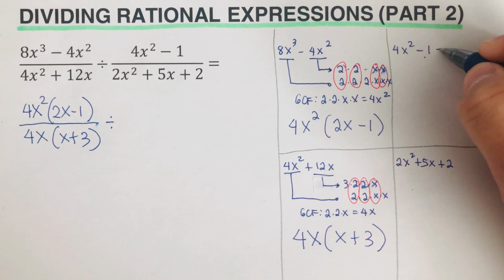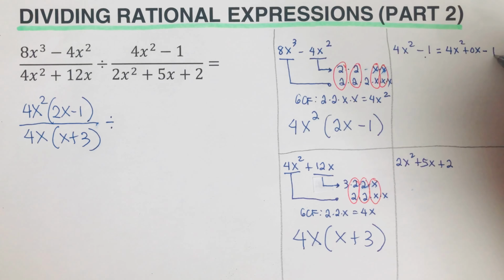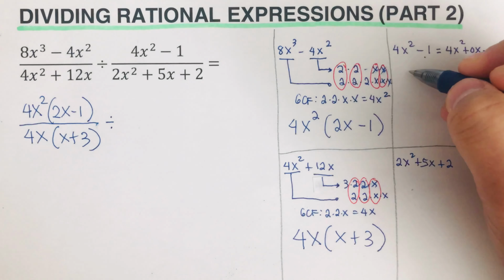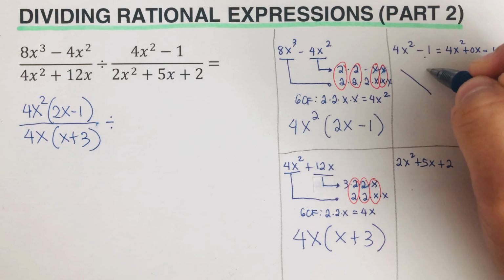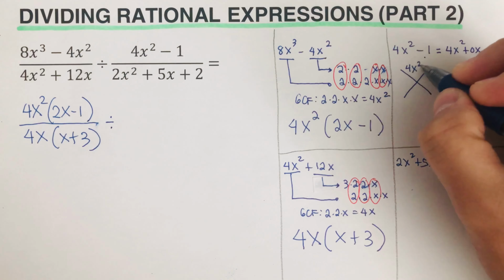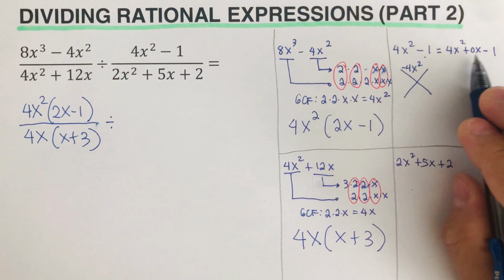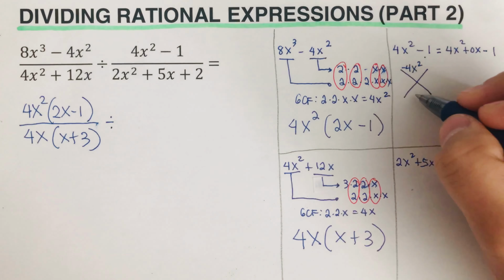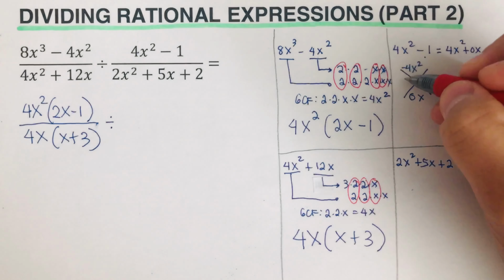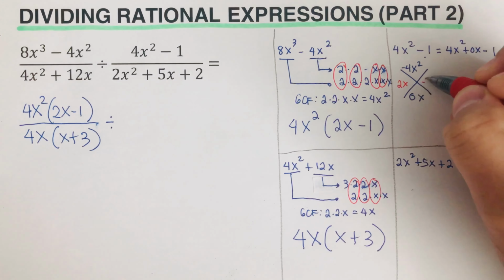So in this case right here, we can actually rewrite this as 4x squared plus 0x minus 1. So that's a trinomial right there. So we can go ahead and factor this out using the box and diamond. So that would be 4x squared, that's a negative because you have to multiply the first and the last, and then that's a 0x at the bottom. So the factors here would be positive 2x and negative 2x.